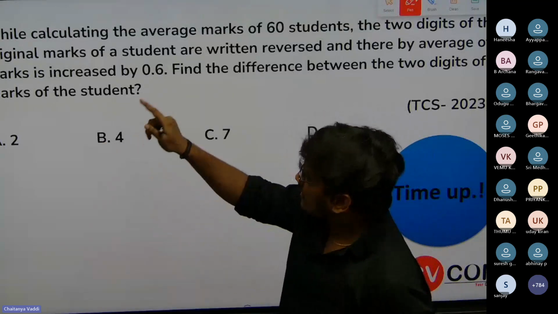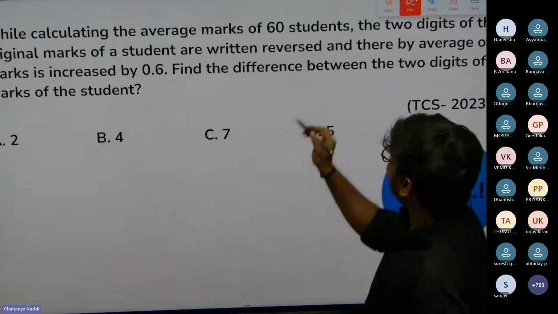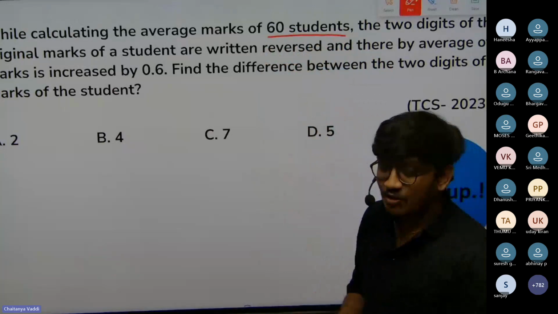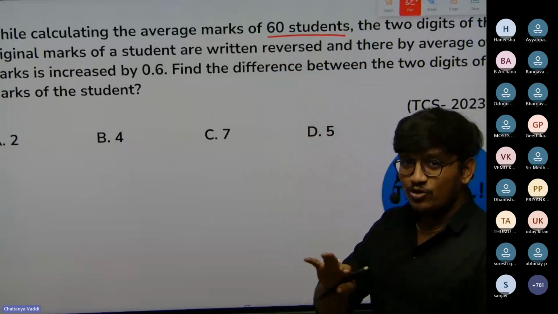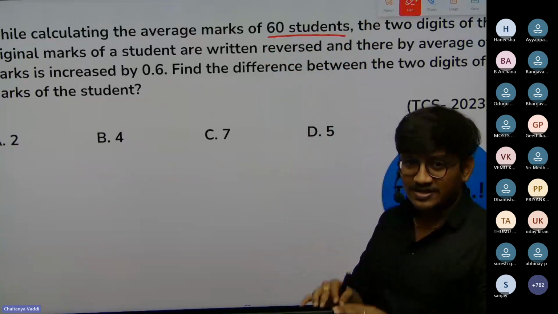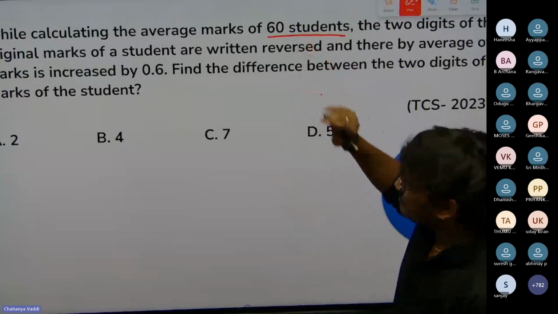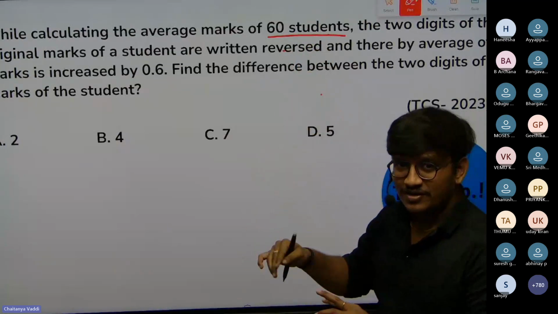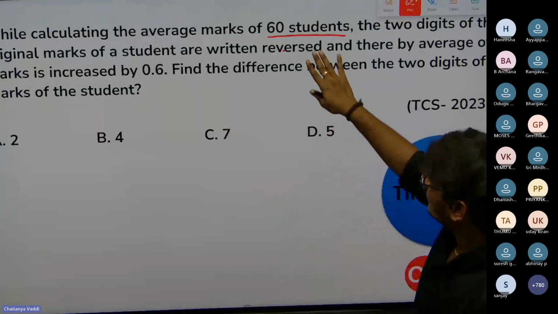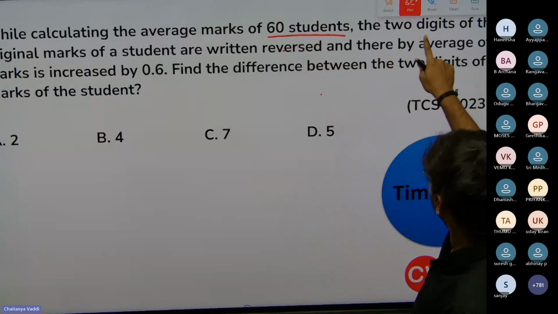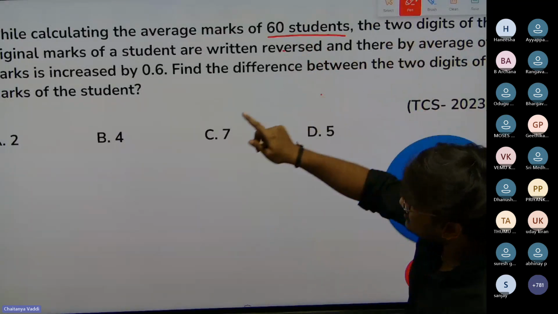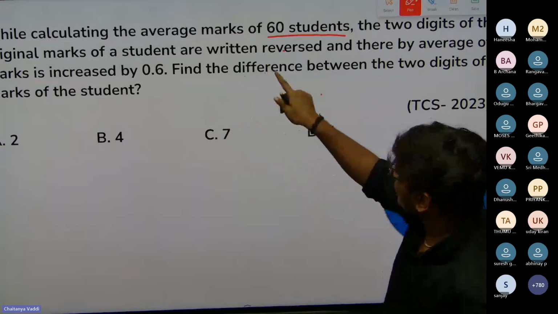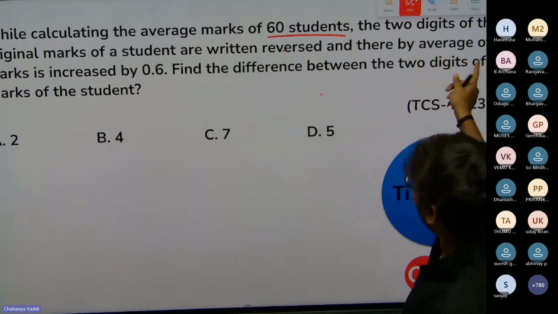While calculating the average marks of 60 students, they have clearly mentioned the strength of the class. Initially we don't know the strength of the class, but here they have clearly mentioned that there are 60 students. Maybe the conditions got reversed, and because of that you may get confused. So here there are 60 students.